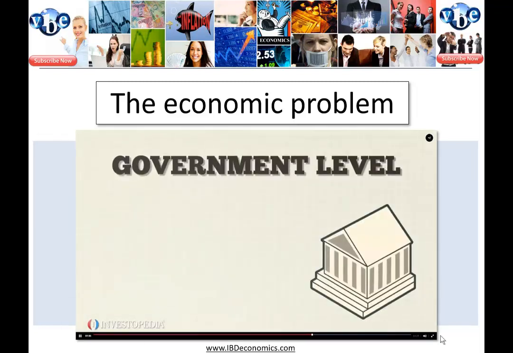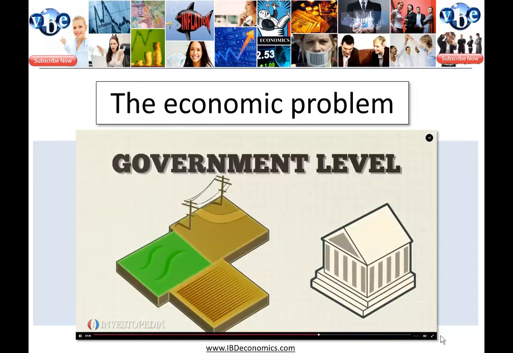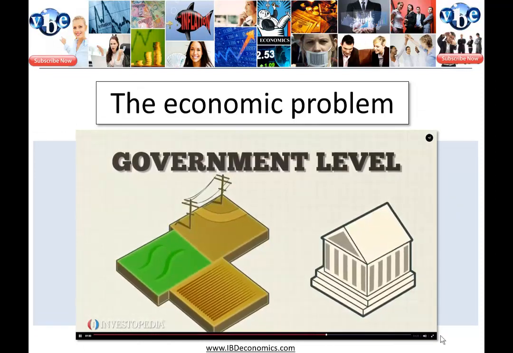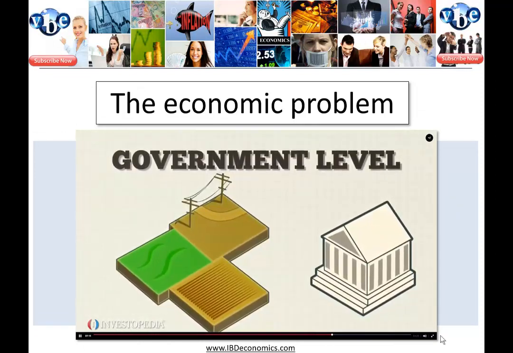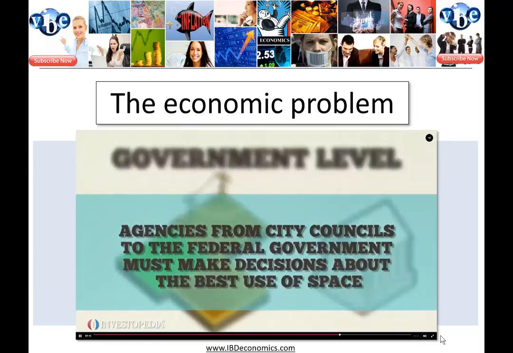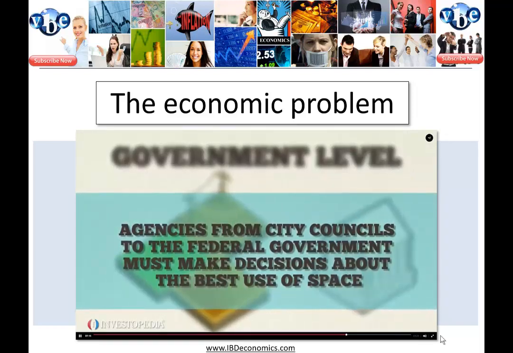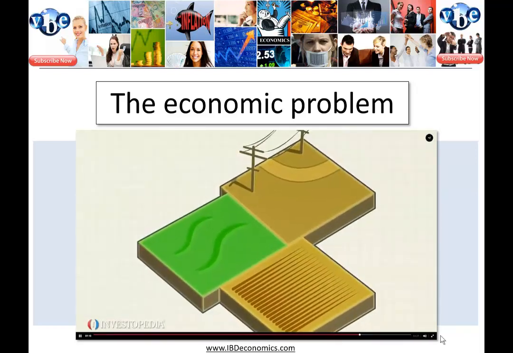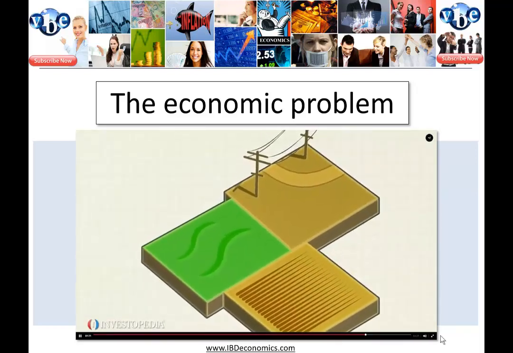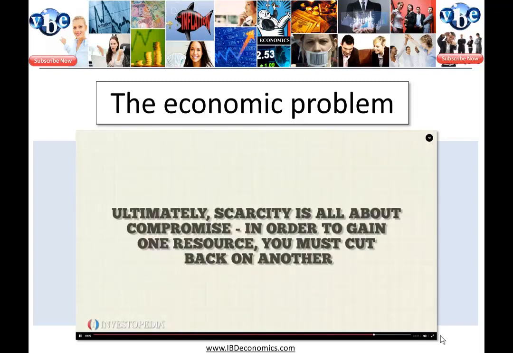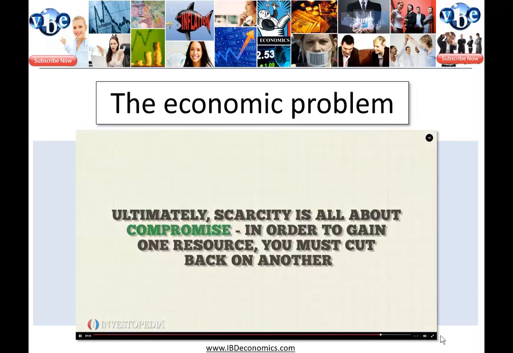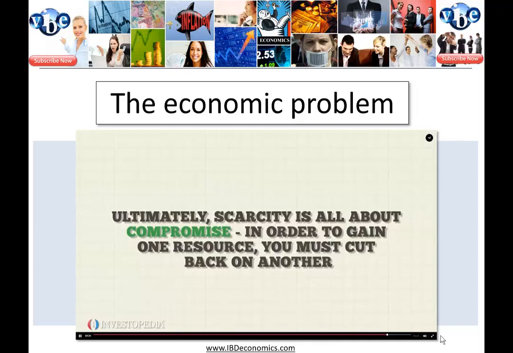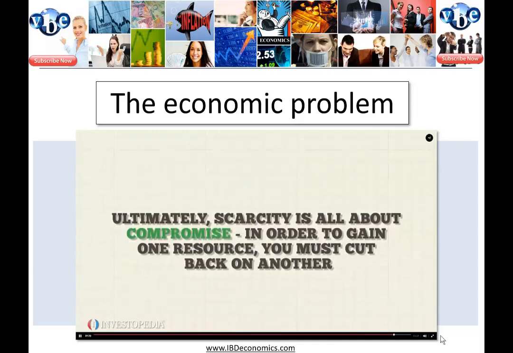On the government level, land is an example of a scarce resource. With only so many square miles of usable land available, agencies from city councils to the federal government must make decisions about the best use of space. Land turned into a park is land that cannot be used for roads or houses. Ultimately, scarcity is all about compromise. In order to gain one resource, you must cut back on another.